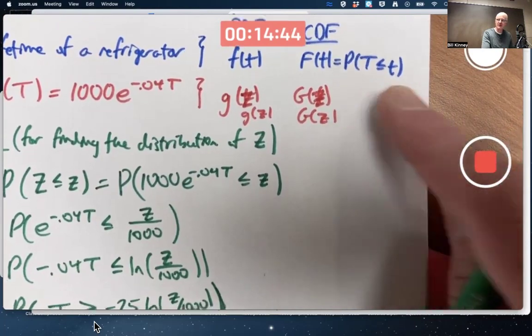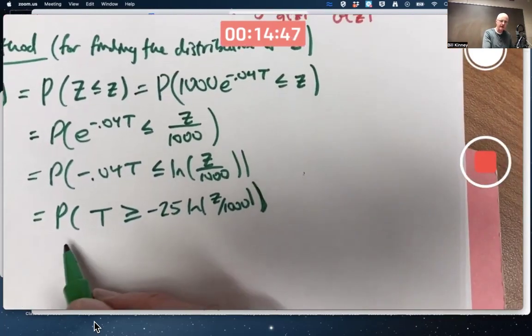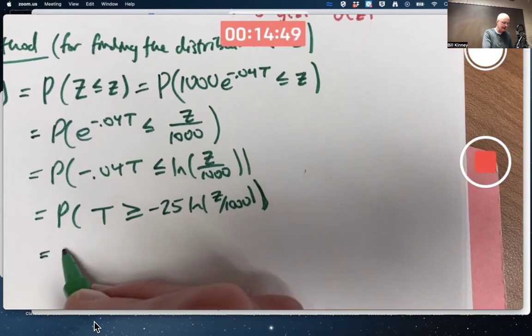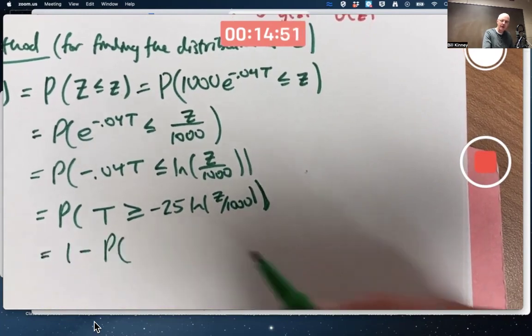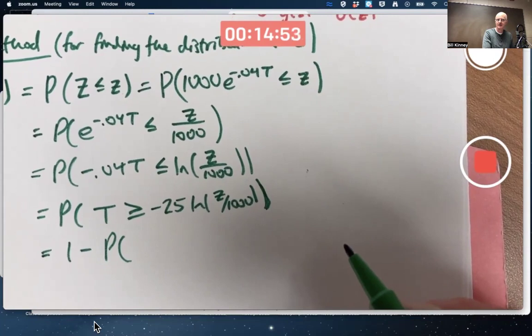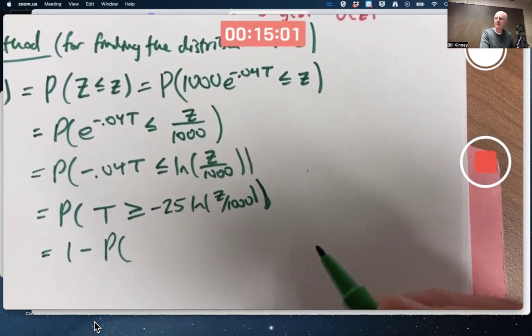So the next step is to use the fact that the probability of something happening is 1 minus the probability of the opposite thing happening. Right? If the probability of snow tomorrow is 0.2, the opposite thing is that it does not snow tomorrow, and the probability of that would be 1 minus 0.2, 0.8.